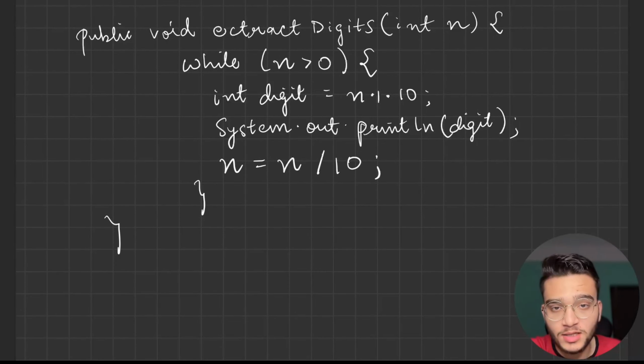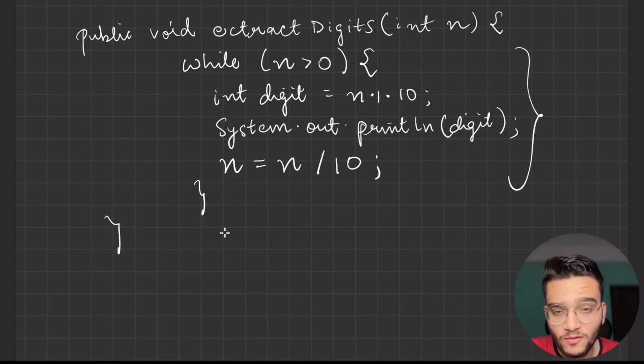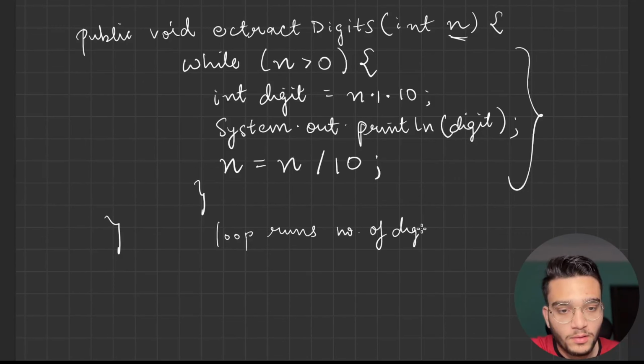So now let's quickly discuss the time complexity of this algorithm. So we have this while loop running. Now this while loop will run as many number of times as there are number of digits in the integer n. Okay, so this loop runs number of digits number of times, and this is the number of digits in n.